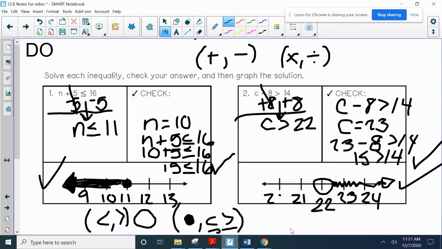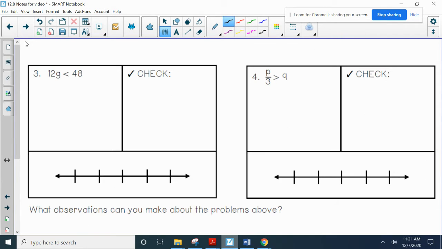Awesome. So what I want you to go ahead and do is pause this now. I want you to solve 3 and 4. Ignore this bottom part until we go through it as a class. Just solve 3 and 4, check it and graph it. Pause this and then unpause it, and we'll go through it together, and then we'll handle that bottom part.